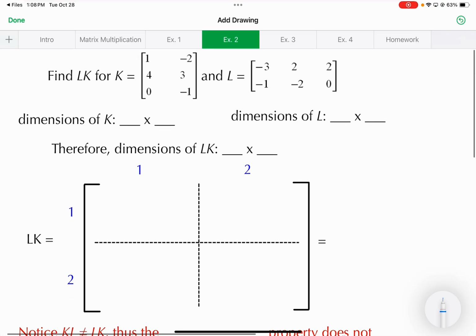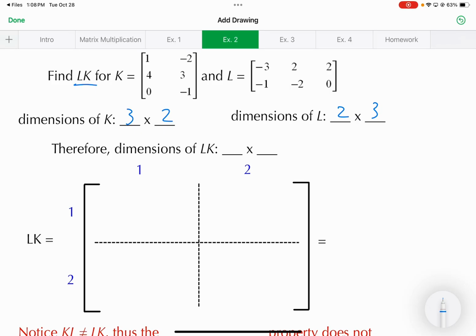All right. Now we want to find L times K, for K being the same matrix and then L being the same matrix. So same thing, okay? Same matrices that we're starting with, but now in this case we want to find L times K. All right, so again, the dimensions of K are 3 by 2, right? 3 rows, 2 columns. And then the dimensions of L are going to be 2 by 3. My inner matrices would match.